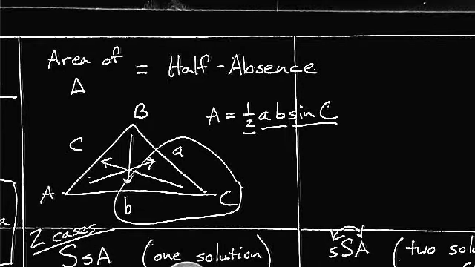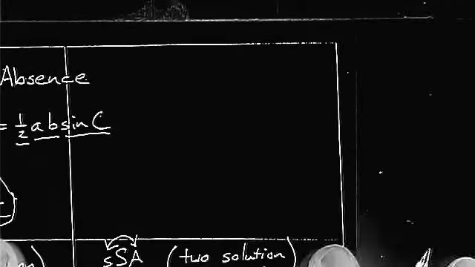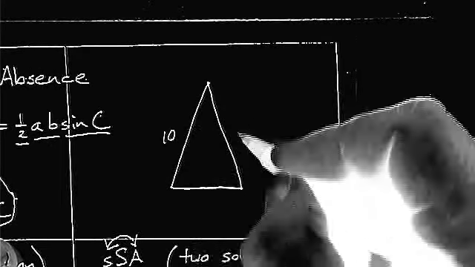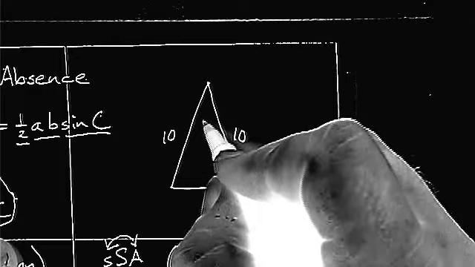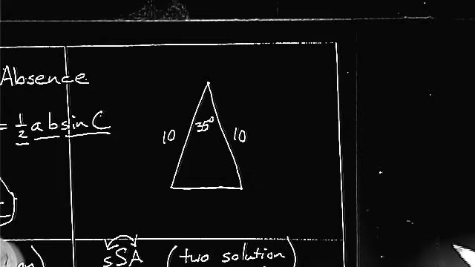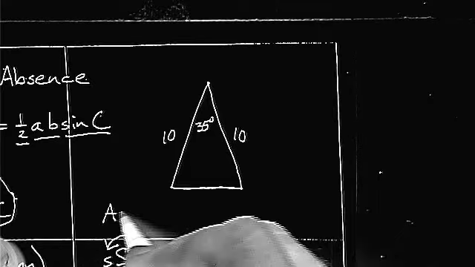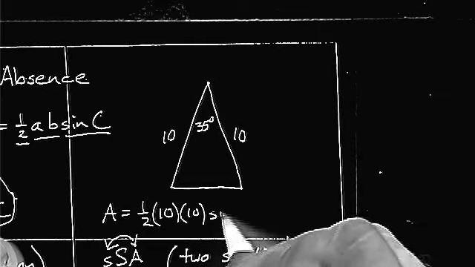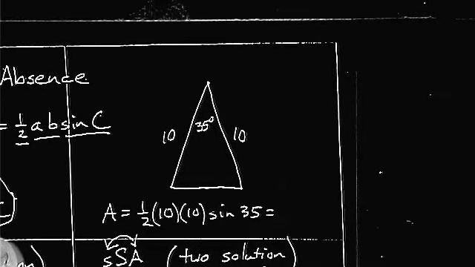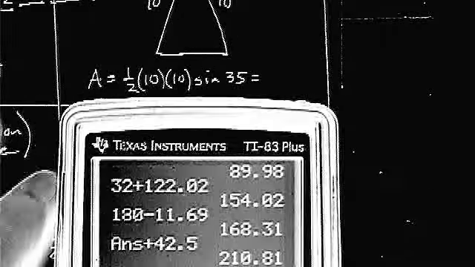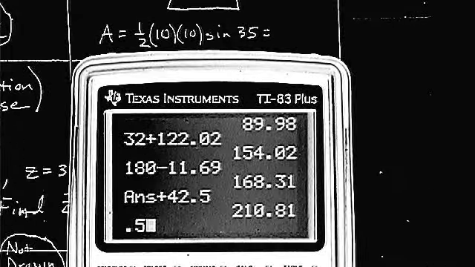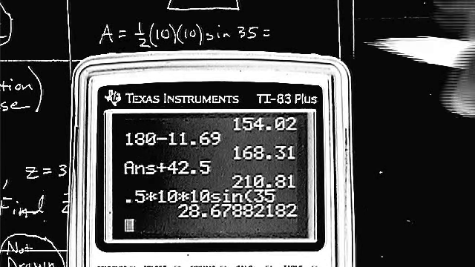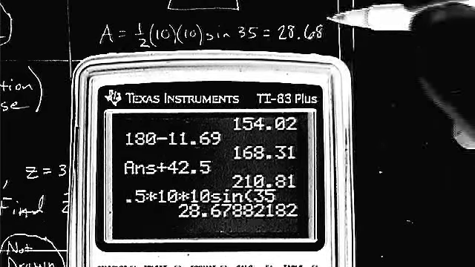So if you give me any triangle in the world, and you ask me for the area of that triangle, I can take 1/2 side times side times the sine of 35, which is 58.68 approximately.